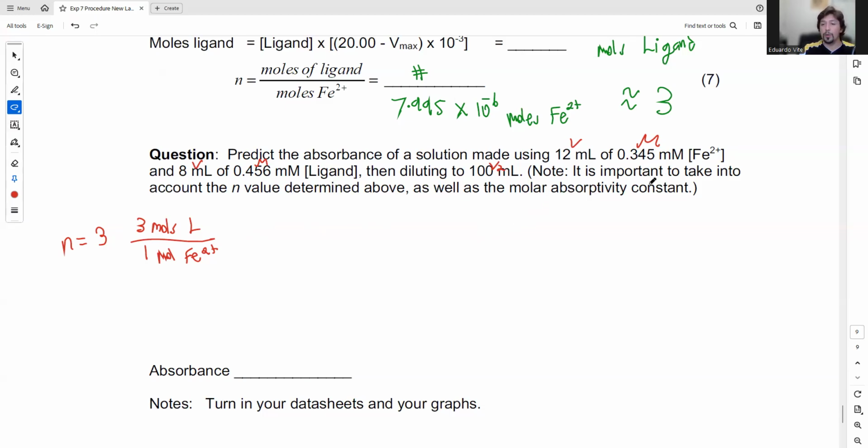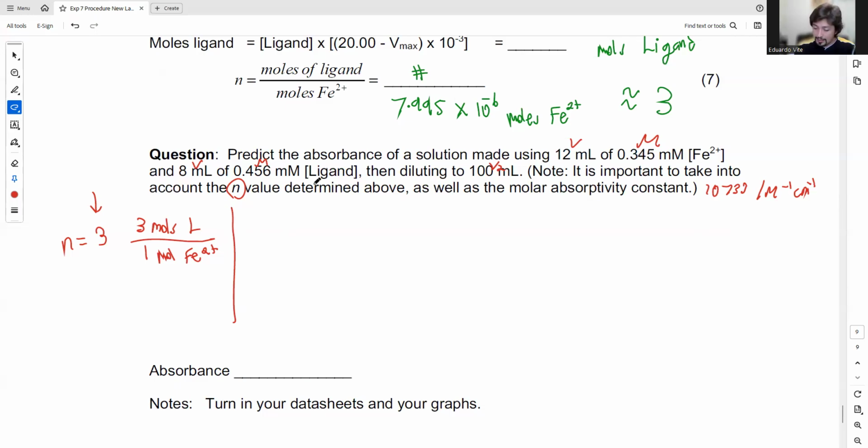And then they even give you a hint. It says, it is important to take into account the n value, well, I already did right over here, determined above, as well as the molar absorptivity constant, which we determined earlier. 10,733 per molar centimeter. There we go. All right. So first, we got to figure out which is our limiting reagent. Is it our Fe2 plus or is it our ligand?